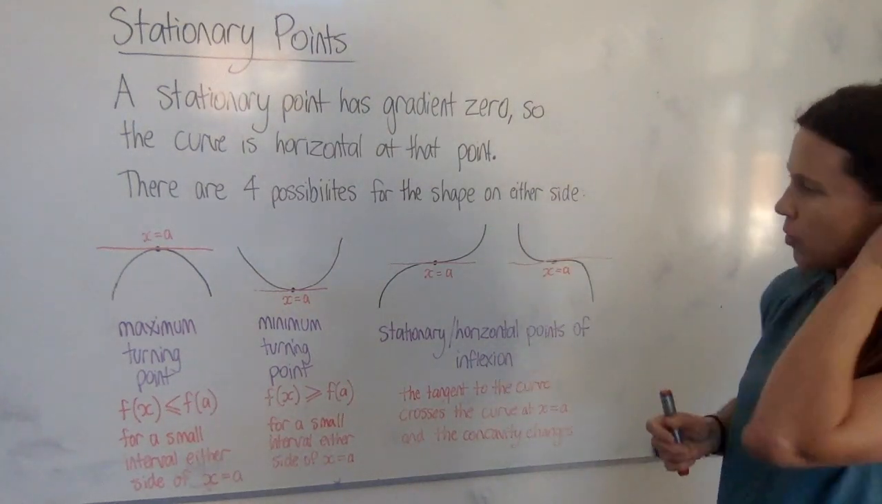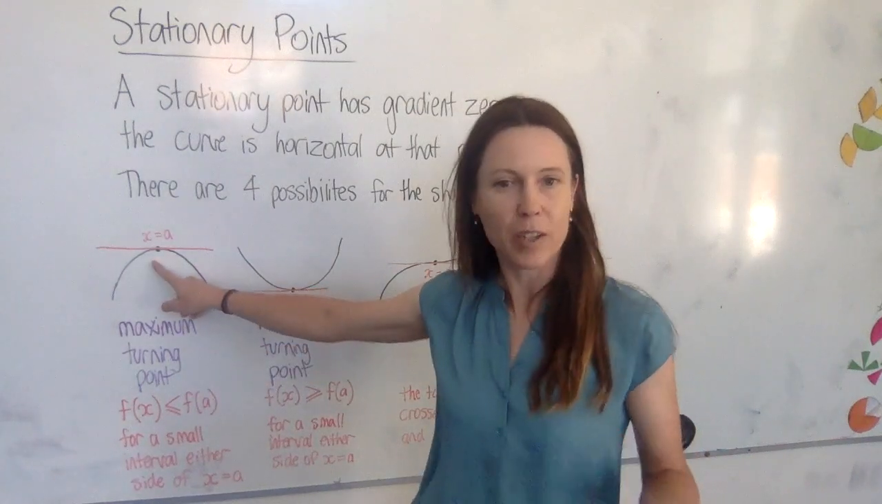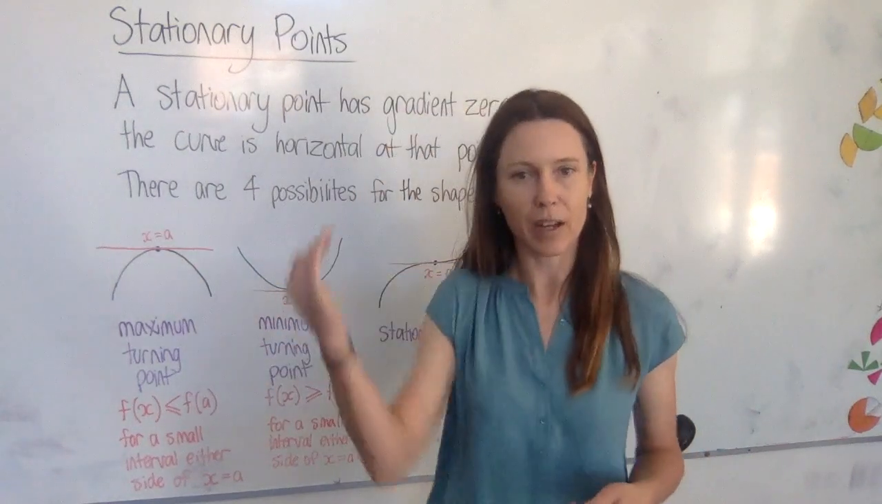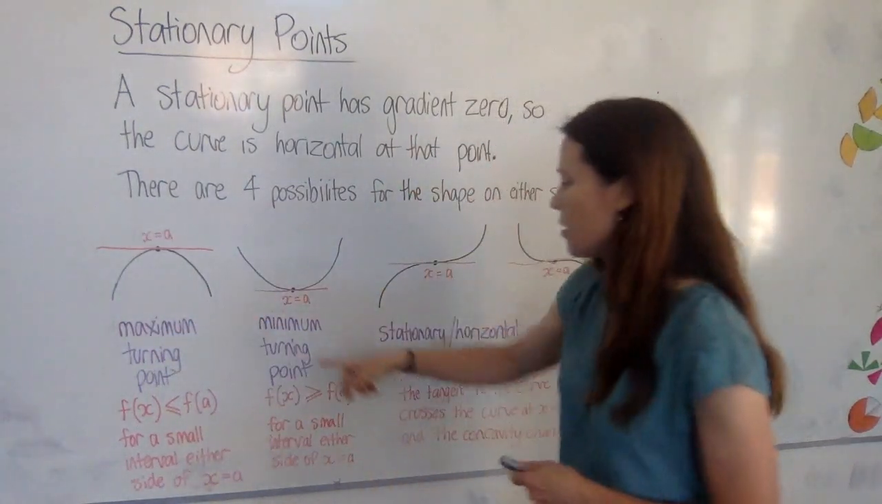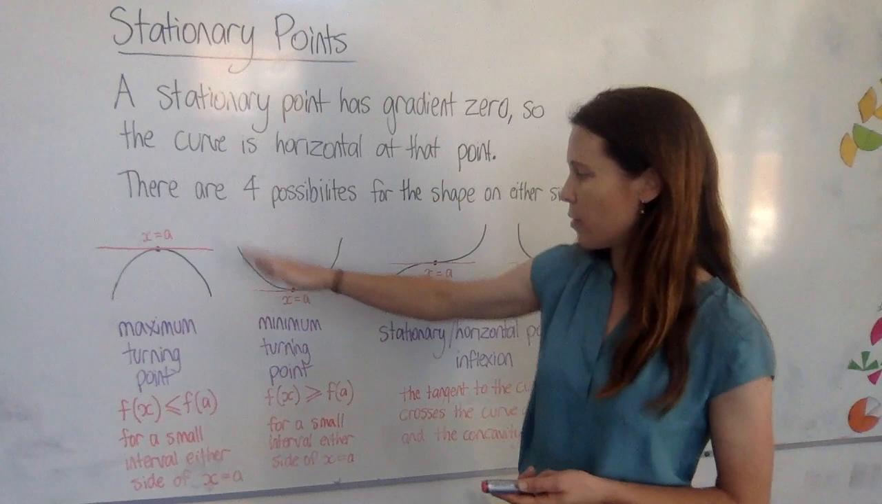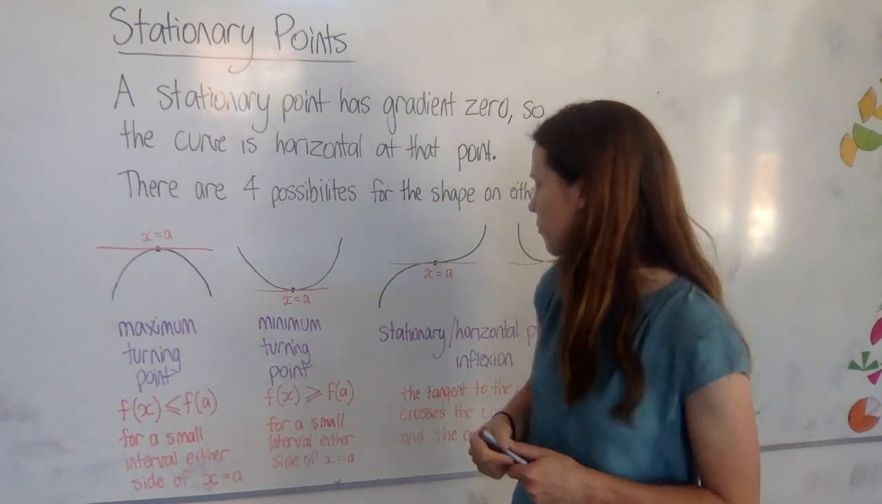Now, let's have a look at what we call these. This is a maximum turning point because, looking like the top of a hill, when you're on top of it, you are at the highest point. So it's the maximum, and it's turning. Similarly, this is a minimum turning point because the apex is where the y value is at its minimum.